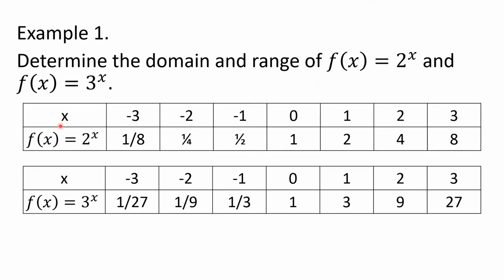For the range, from the table, we can see that all are positive numbers. It can be a fraction or an integer. To the left, we can see that the y values slowly decrease and get closer and closer to 0, but it will never reach 0 or any negative number. To the right, we can see that there is a fast, rapid increase. So that means that the range or set of y values is the set of all positive real numbers. That is true even for f of x equals 3 to the x.